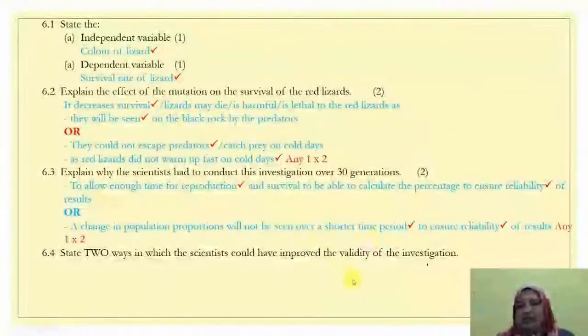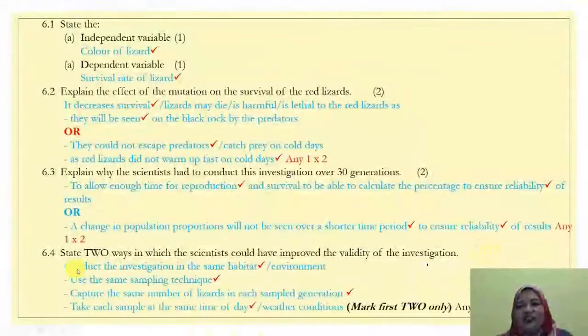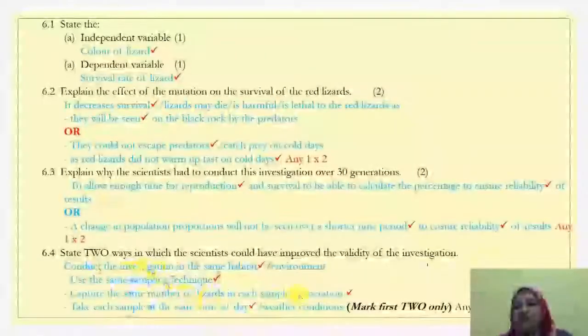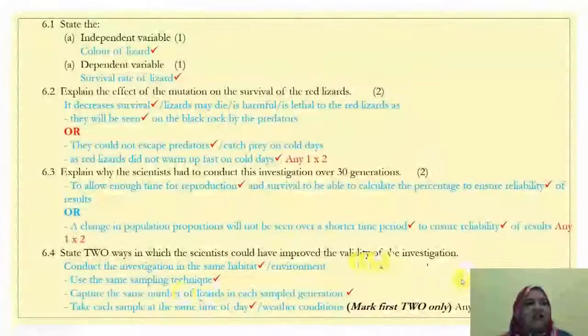So there's different ways of thinking, and we are given options when we mark. Once your idea is good and it makes sense, it will be marked. State 2 ways in which the scientists could have improved the validity of the investigations. You see variables: same habitat, same sampling techniques, same number of lizards in each sample generation, the same time of day or weather conditions. So validity has to do with variables, especially the fixed variables, because we are using the words same, same, same.